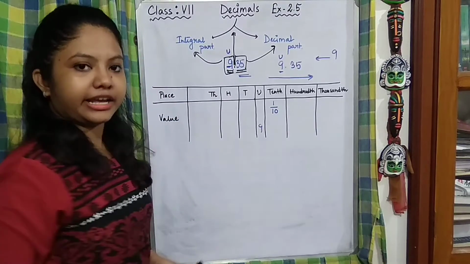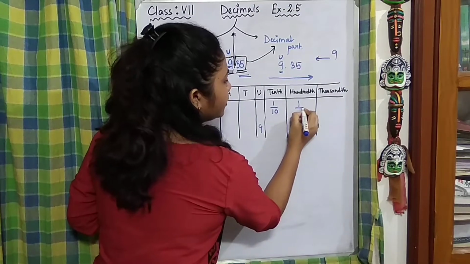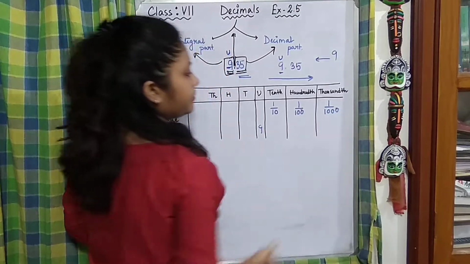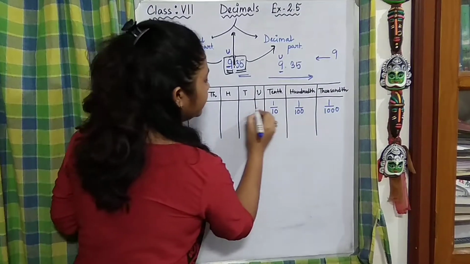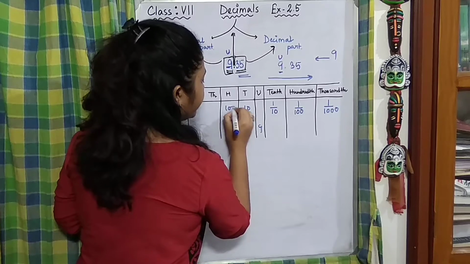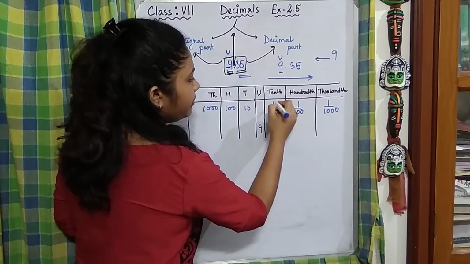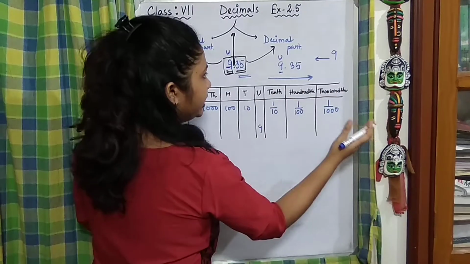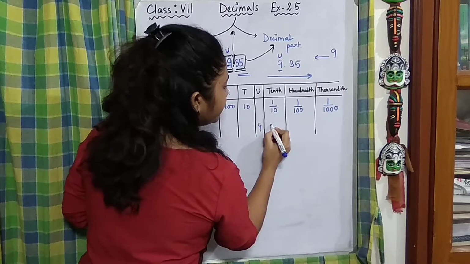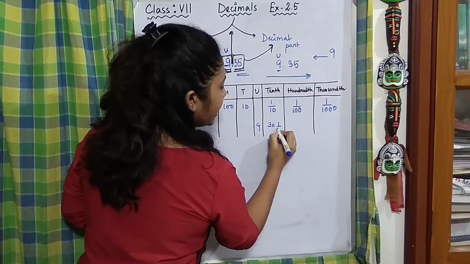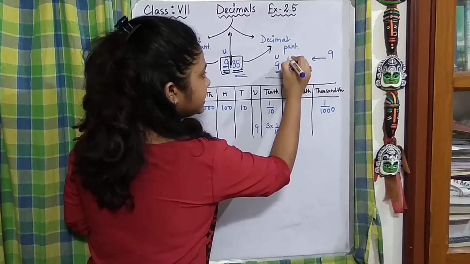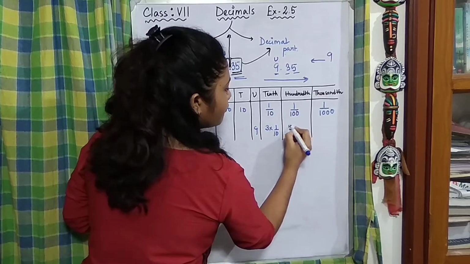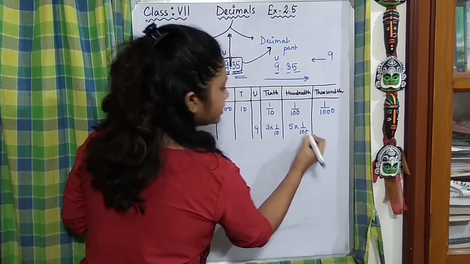1/10, 1 by 10, then 1 by 100, then 1 by 1000. So where on the left they were 10, 100, 1000, here they will be 1 by 10, 1 by 100, 1 by 1000 and so on. So after the unit, what will be their place values? The 3 will be 3 into 1 by 10, as it is placed here. Once again, what will be the place value of this 5? 5 into 1 by 100.